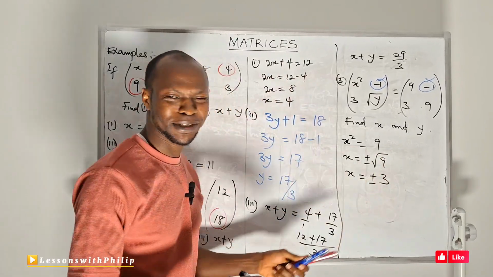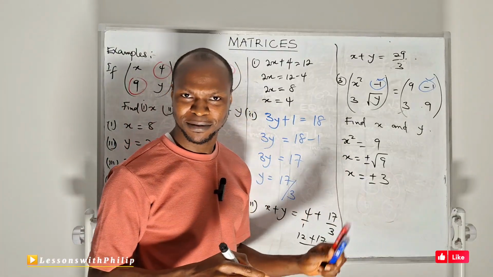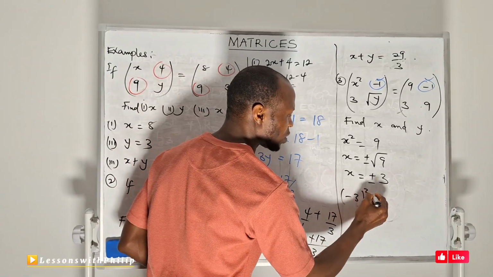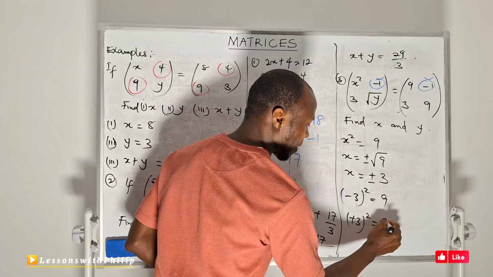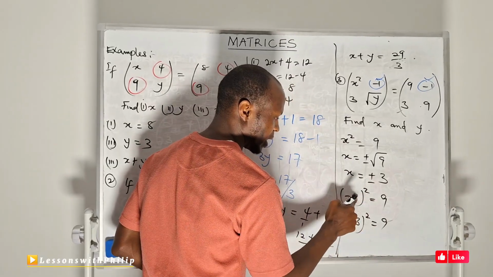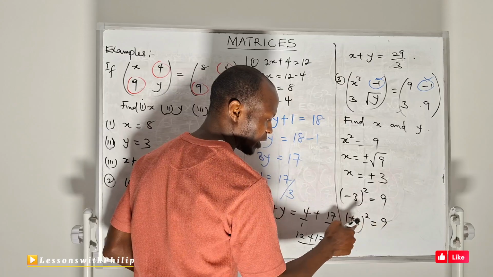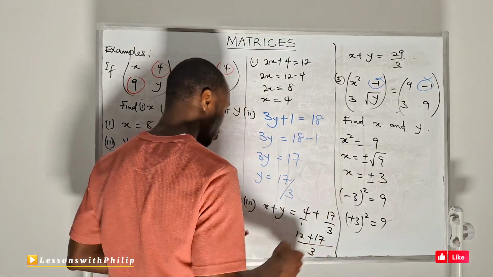Somebody's asking me now, why am I putting plus or minus? Anytime when you find the square root of a number, it is either plus or minus. Somebody say, why? Because minus 3 squared will give us 9. And plus 3 squared will definitely give us 9. Minus squared is plus. 3 squared is also 9. Plus squared is plus. 3 squared is also 9. Do you get it? That's why most times you always put plus or minus.